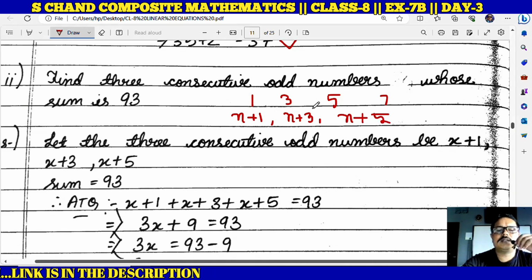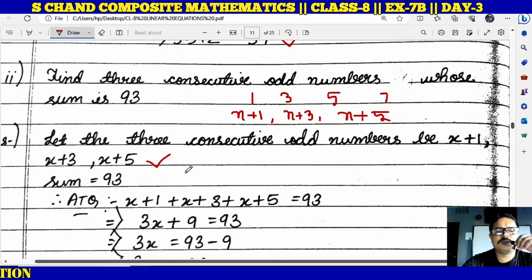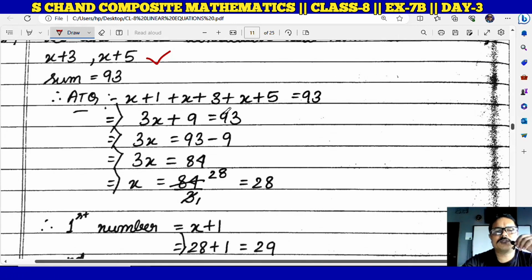So these are the three consecutive odd numbers. You can let the same thing in the case of even also, no problem. So x plus 1, x plus 3 and x plus 5, and the sum is 93, so x plus 1, x plus 3 and x plus 5 will give 93. So our 50% work is done, the linear equation is formed.